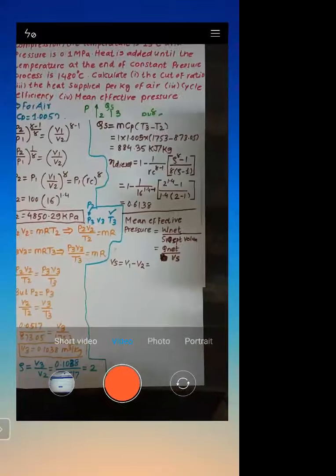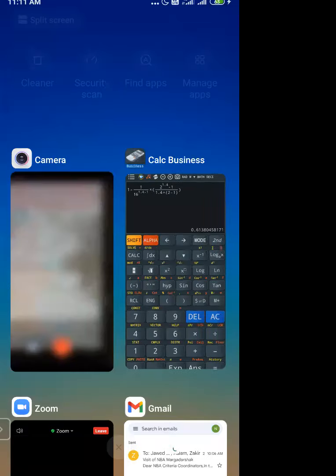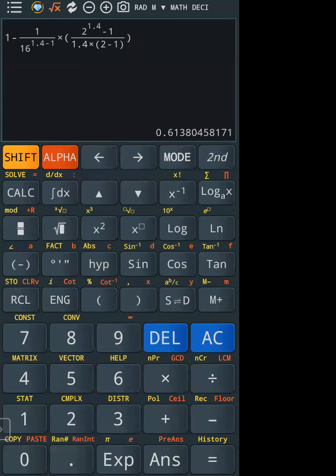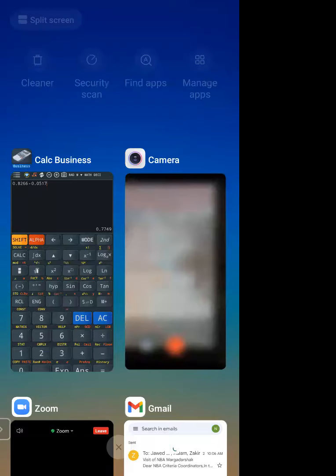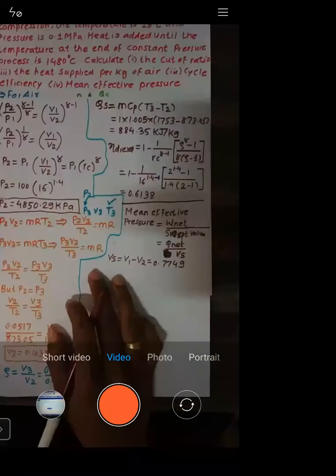So V1 and V2, let us take the difference between these two. V1 is 0.8266 minus V2 is 0.0517. So this difference is 0.7749. This is called the swept volume. The difference between V1 and V2 is called the swept volume.